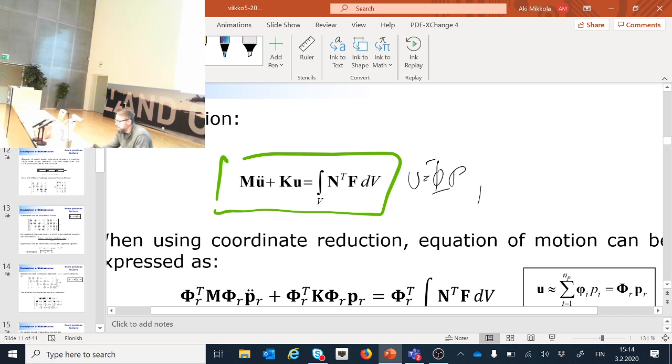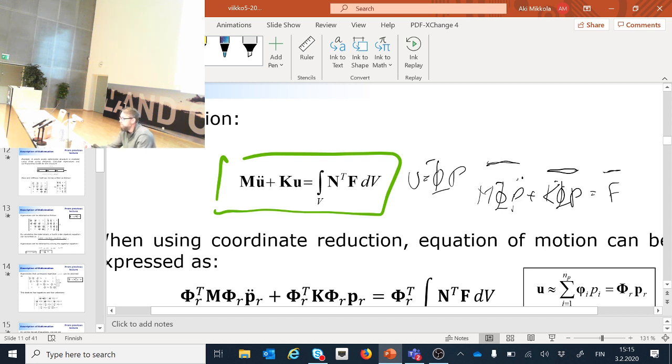So the equation can now be written like this: the mass times P double dot, because it's a linear relation, plus elastic forces that are then expressed in terms of modal coordinates, equal to an external applied force. Let's just put it this way. Now this is not yet acceptable, because inertial forces and elastic forces are expressed in terms of modal coordinates, while external applied forces are expressed in terms of nodal coordinates. So they don't match. I have to make them match.